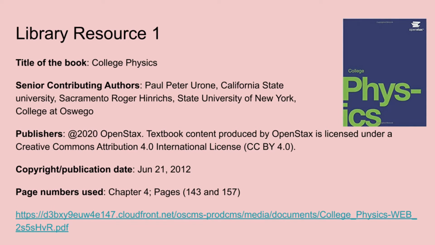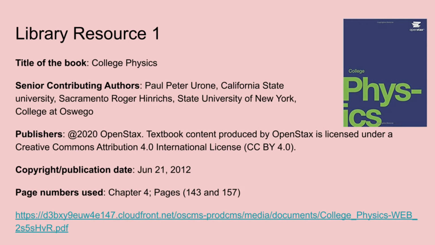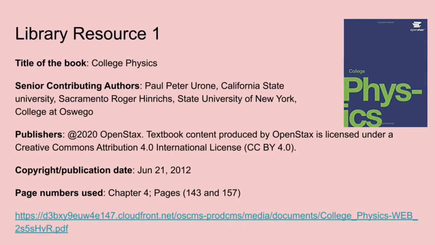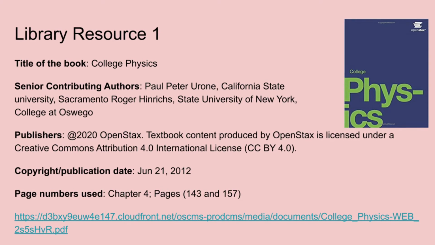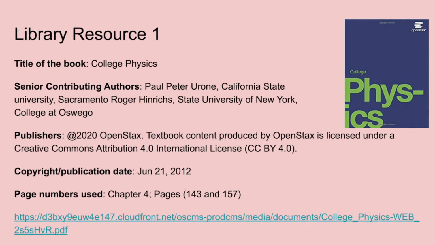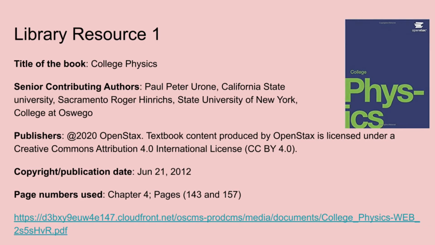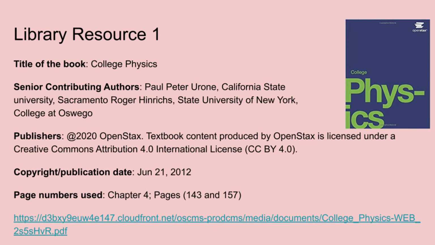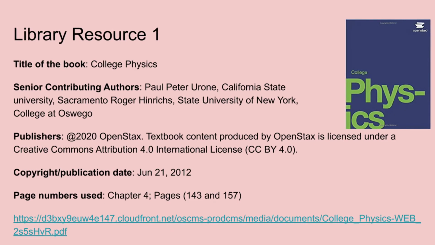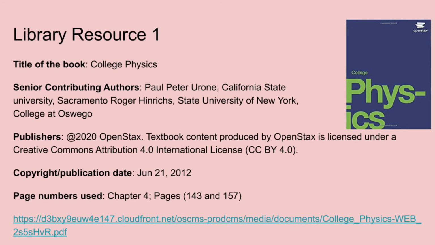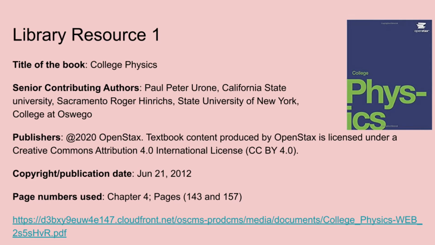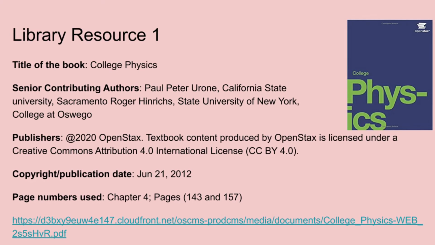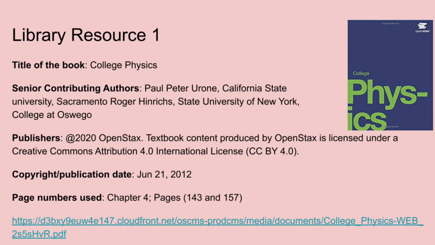The textbook content produced by OpenStax is licensed under a Creative Commons Attribution 4.0 International License. The copyright and publication date is June 21st of 2012. We used page numbers 143 and 157 included in Chapter 4. Down below on this page is also the link to the book if you need any additional information.